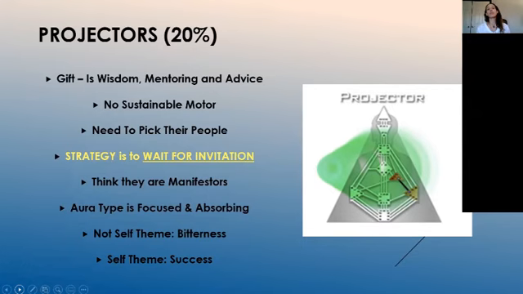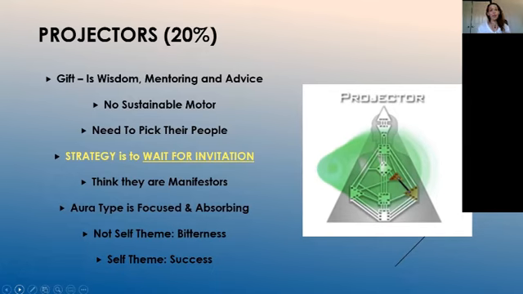Projectors, of all the people, feel the most frustrated sometimes because they think they got the short end of the stick on their strategy to make a yes or no for things in their life, because their strategy is to wait for the invitation. And that sounds horrible, doesn't it? But the truth is that a projector's energy is actually super magnetic. Whether or not others know who they are, they tend to get lots of invitations. They'll be the person people just call up and say, hey, we got a party, do you want to come? Or, hey, we're starting this new thing, do you want to join us? They tend to get tons of invitations.